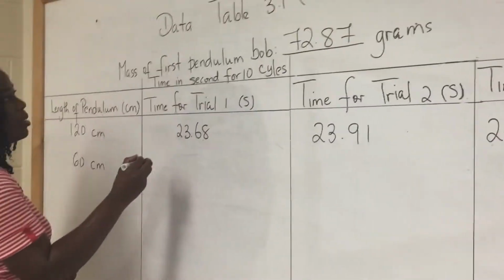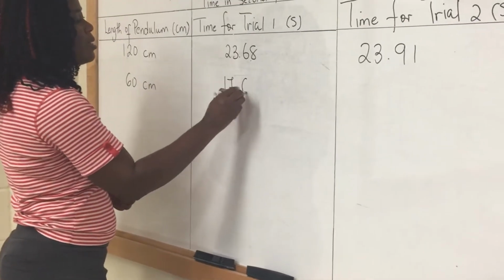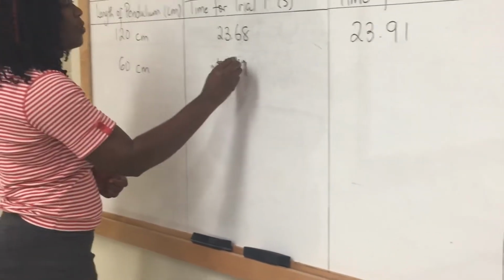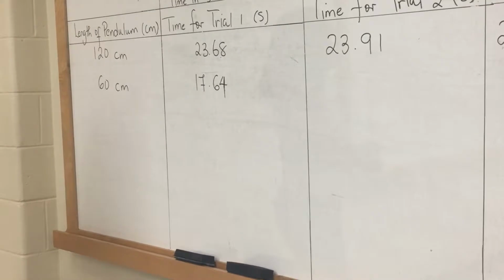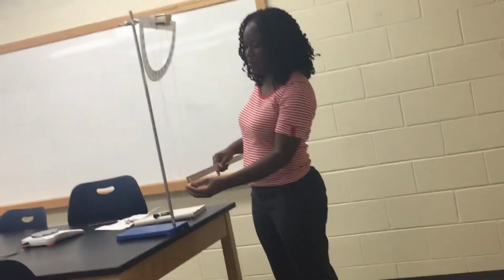the time for 10 cycles is 17.64. Okay, so now I need to repeat this 2 more times. So I'm going to displace my bob 6 centimeters from the equilibrium position. Do the 3rd trial, and then we might have to repeat the 1st one.